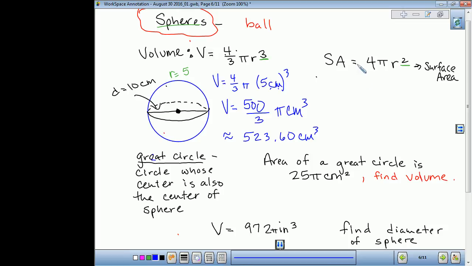Okay, surface area. How would you describe surface area of a sphere? When would we use it? In the real world, or contextually? What do you think, Jack? So like, know how much paint you would need to paint a ball.